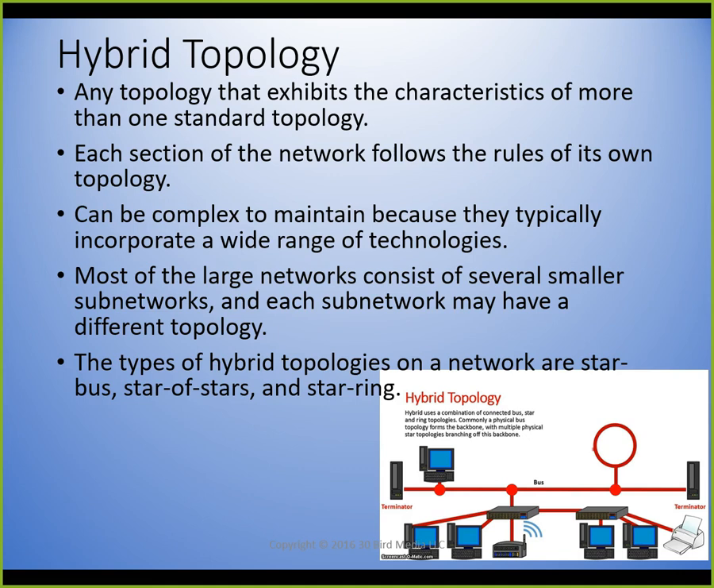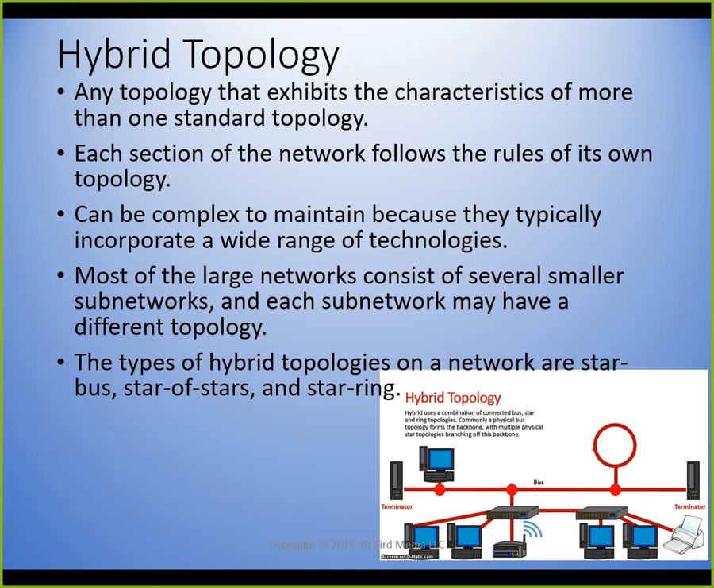Hybrid topology just simply means that we use some of the different topology types. It exhibits characteristics of more than one standard. Put this picture down here. So we got a bus, we got a star down here, we have terminators, really big terminators, a ring, so characteristics of different ones. Each section of the network follows its own rules. Can be complex to maintain. Anytime you start mixing even vendors, it's going to be more complex. You're going to need more training. You're going to need a higher knowledge level because they all work a little bit differently.